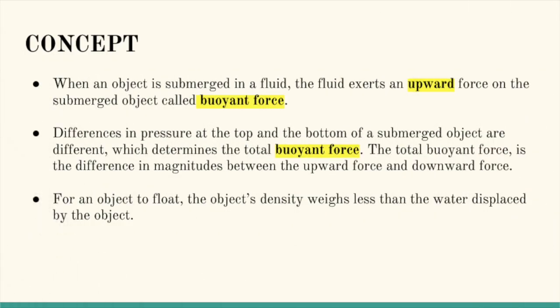Concept. When an object is submerged in a fluid, the fluid exerts an upward force on the submerged object called buoyant force. Differences in pressure at the top and the bottom of a submerged object are different, which determines the total buoyant force. The total buoyant force is the difference in magnitudes between the upward force and downward force. For an object to float, the object's density weighs less than the water displaced by the object.